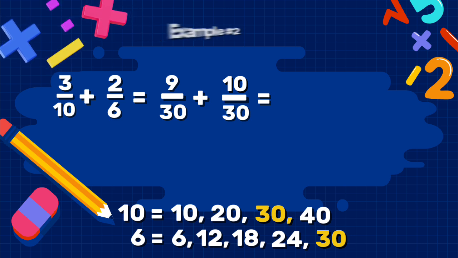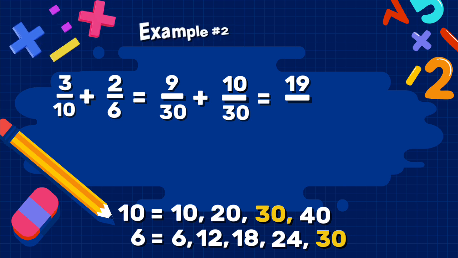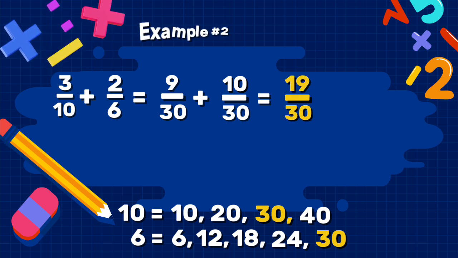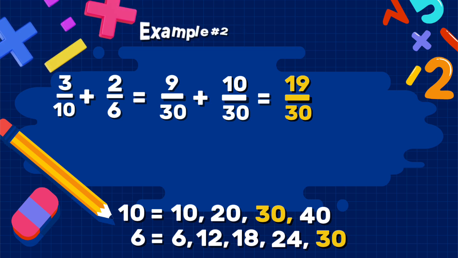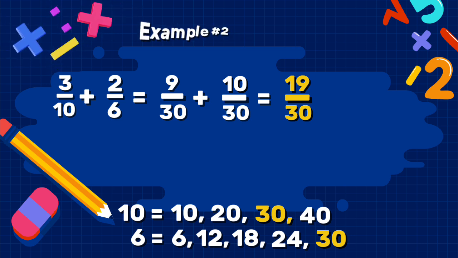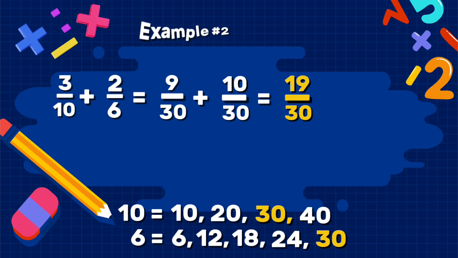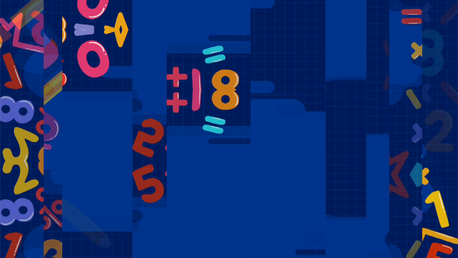So, add the numerators. 9 plus 10 is 19. Keep the denominator of 30 and our final answer is 19/30. We can check to see if we can simplify. But 19/30 is in simplest form. The only common factor between 19 and 30 is 1. So we are done.